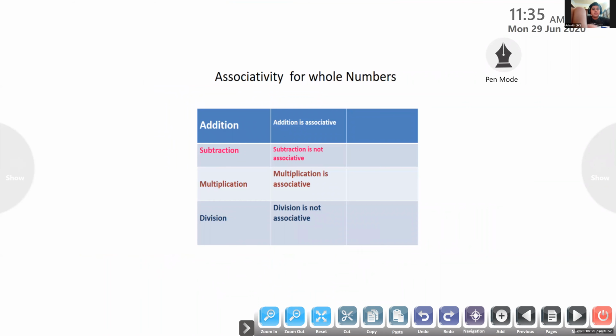Now associativity. We are going to check associativity for whole numbers.